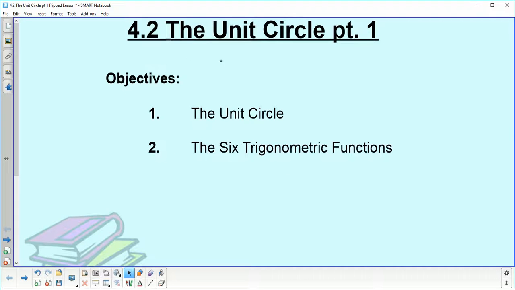All right, pre-calc. So 4.2, the unit circle, part 1. We're going to talk about what the unit circle is, what it means to be a unit circle, and then how the 6 trig functions refer to that. So the 6 trig functions meaning sine, cosine, tangent, you've heard before, and then their reciprocals called secant, cosecant, and cotangent.